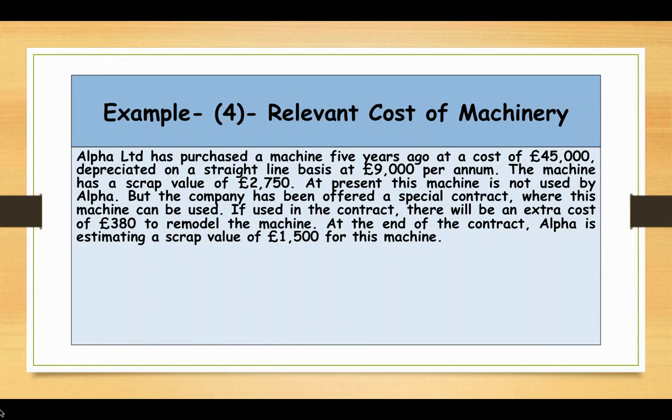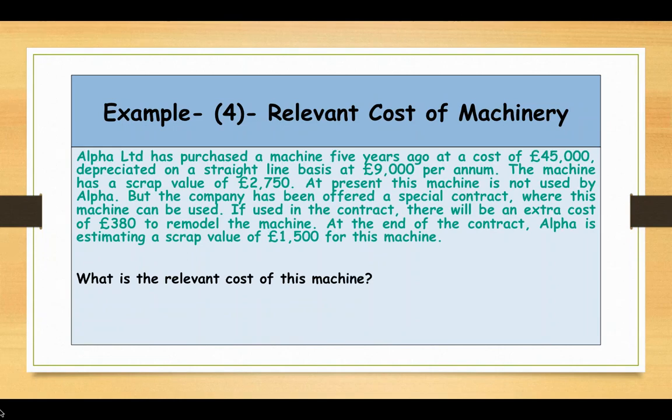The machine has a scrap value of £2,750. At present, this machine is not used by Alpha, but the company has been offered a special contract where this machine can be used. If used in the contract, there will be an extra cost of £380 to remodel the machine, and at the end of the contract, Alpha is estimating a scrap value of £1,500 for this machine. What is the relevant cost of this machine?